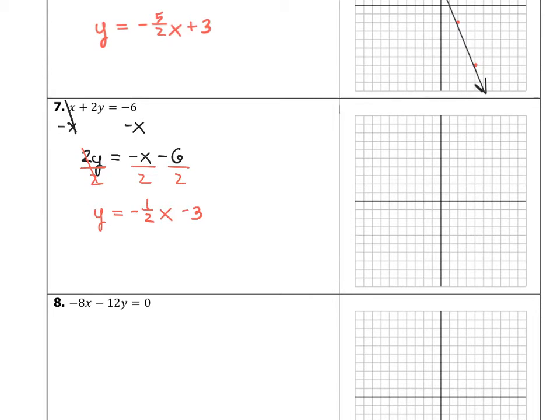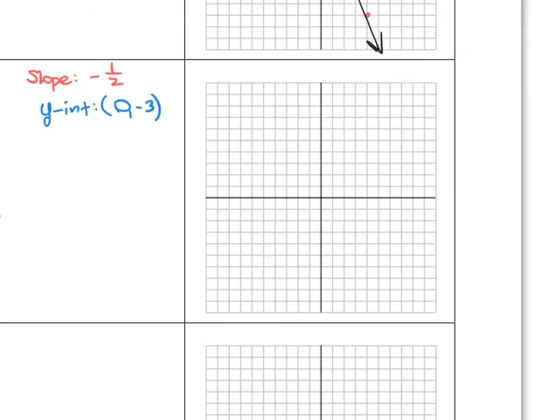So our slope is negative 1 over 2, and then the y-intercept here is (0, negative 3). So we need to start below the x-axis down here at (0, negative 3). The slope is negative 1 over 2, so I can go up 1 and left 2, or down 1 and right 2.